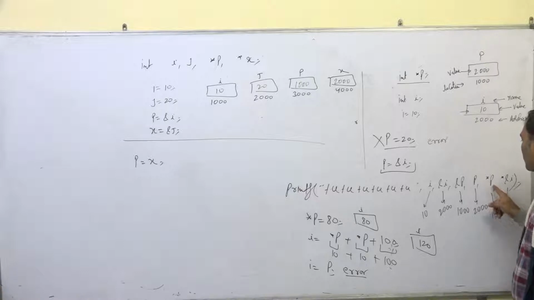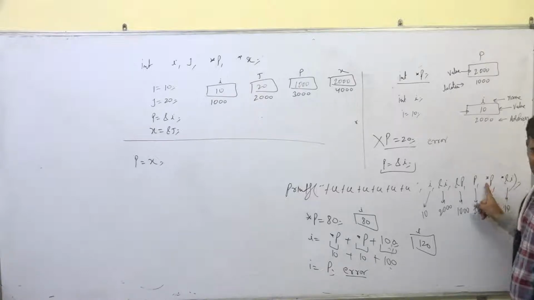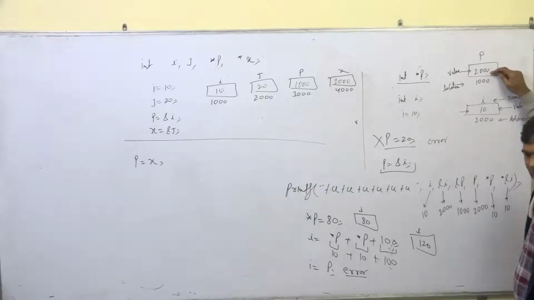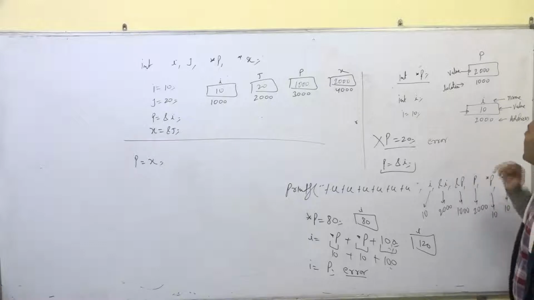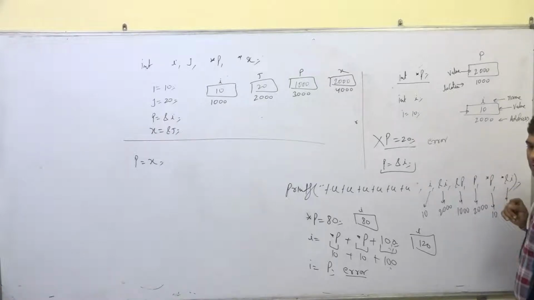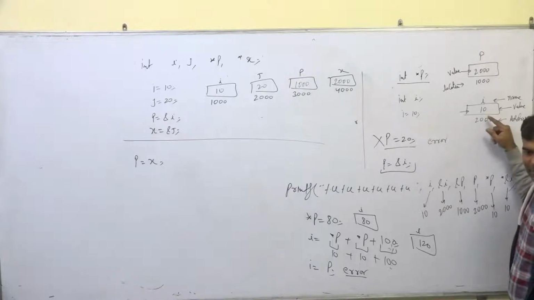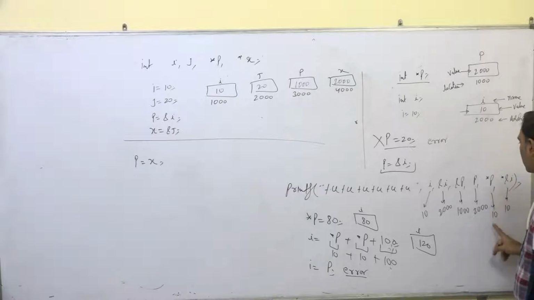Pointer P. Pointer P means what? Pointer means value at address. So P means 2000. Pointer means value at 2000. So tell me, value at 2000? Then value at 2000 is 10. So it can print 10.